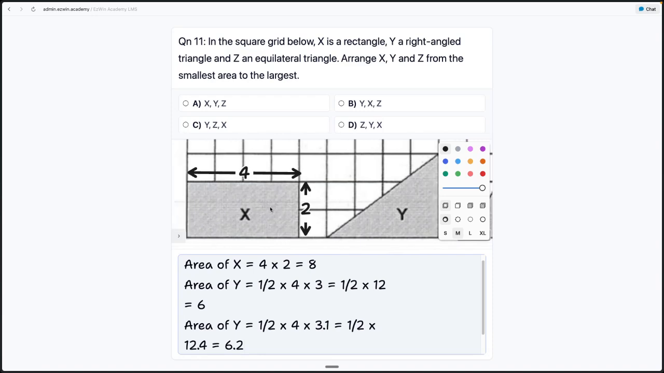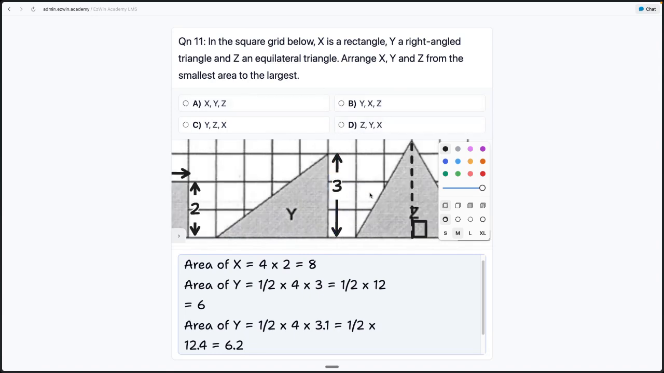So biggest here is 1, 2, 3, 4. This is X. So from smallest to largest, the largest is X at the end and the smallest is Y in this case. So YZX. So it's option number 3 or C in this case.